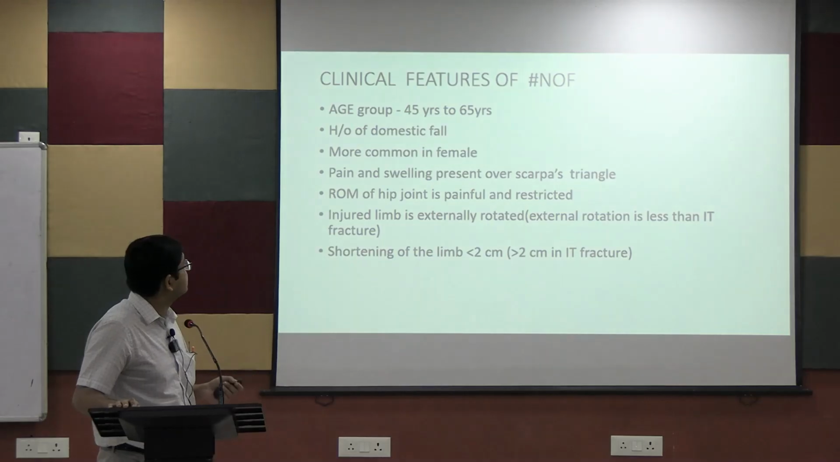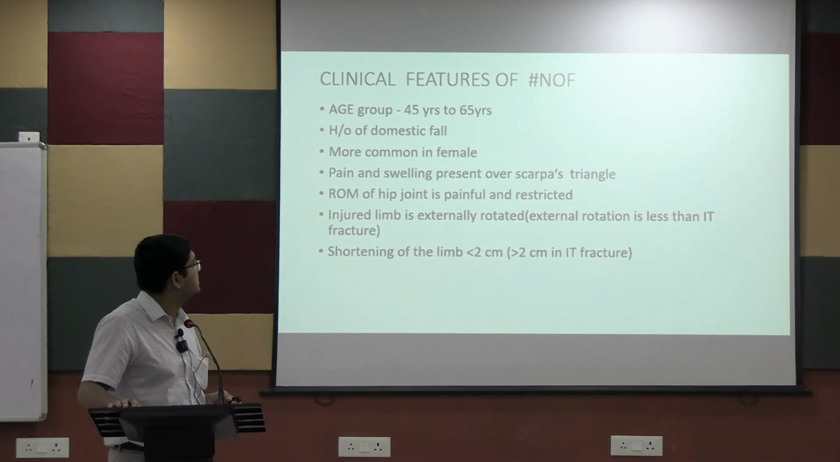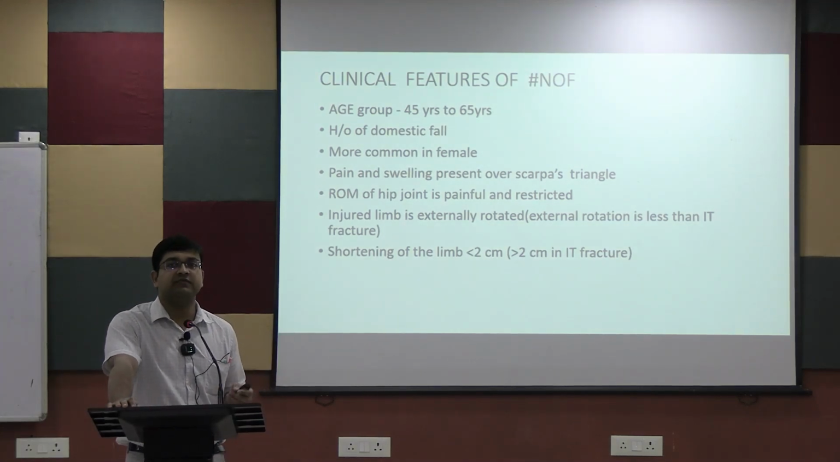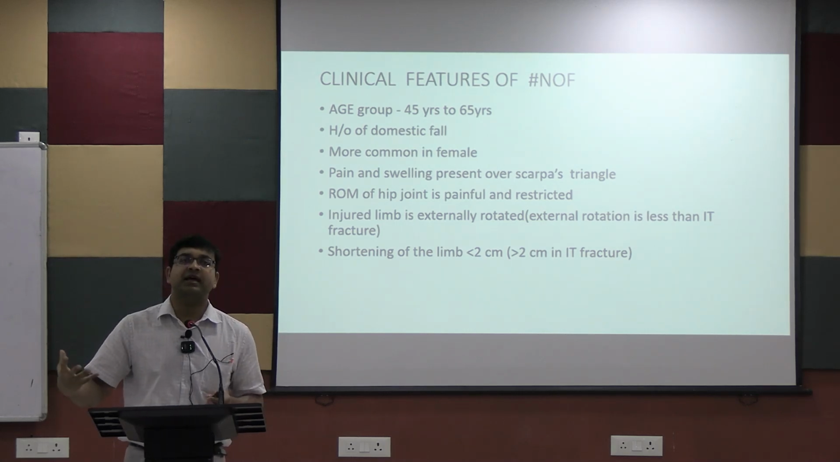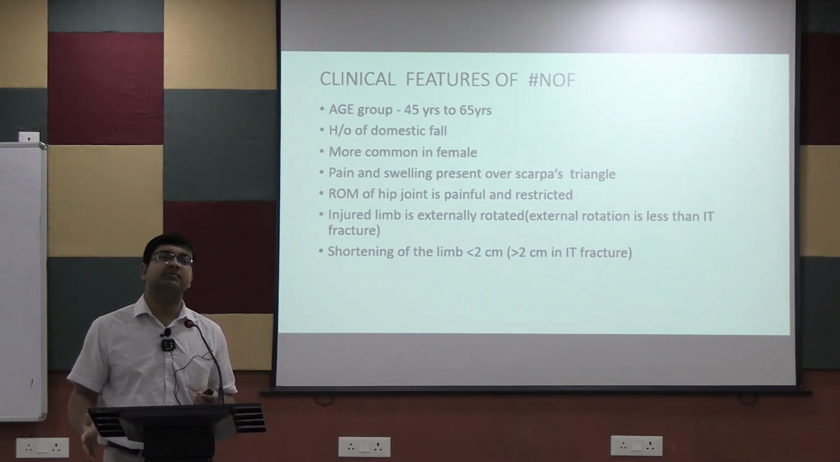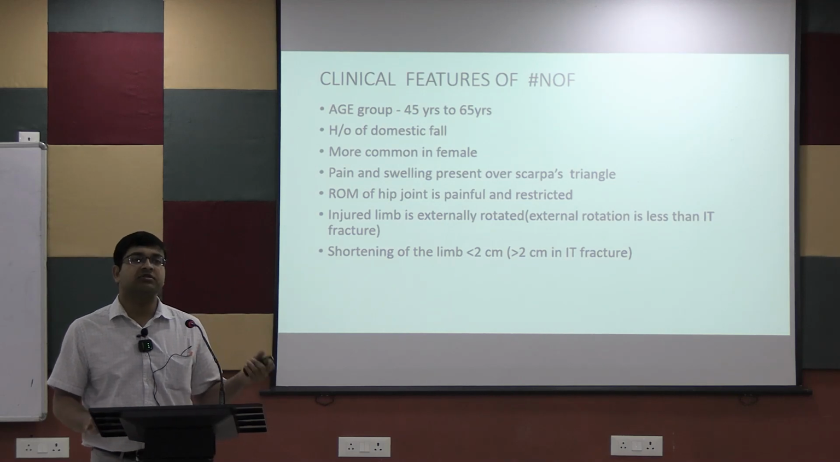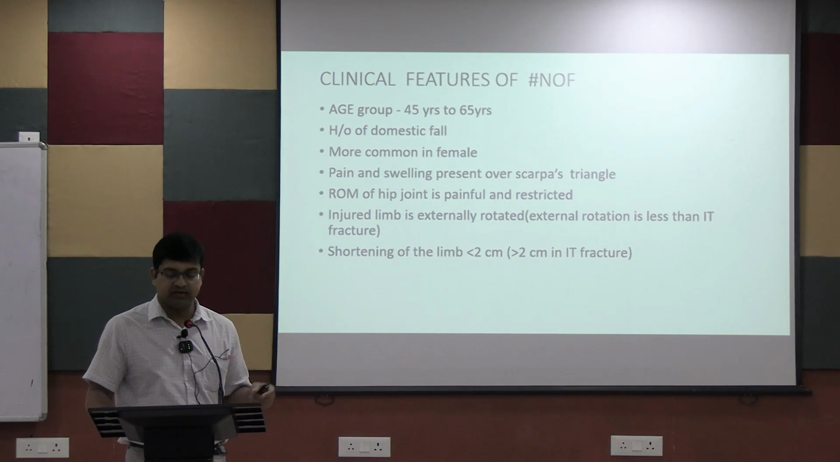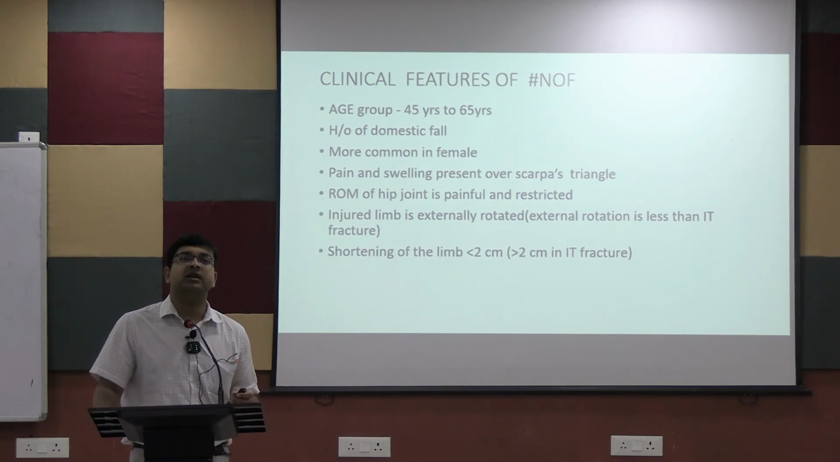Okay, next হচ্ছে clinical features of neck of femur fracture. আচ্ছা, age group বলে রাখি, it usually occurs in the older age group, 45 to 65 or 70 years of age group, but it has a bimodal age distribution. Bimodal means it can occur in young age, it can occur in the pediatric population. Okay, but it's rare. It is more common in old age, but it has a bimodal age distribution.